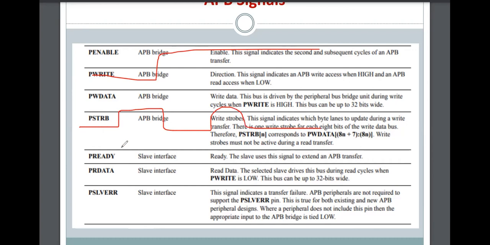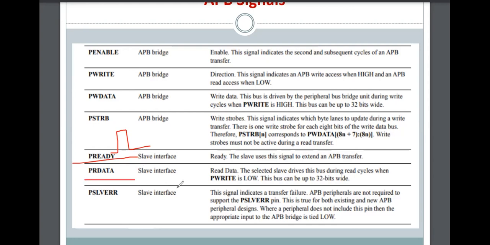Whatever write data the master is sending, the slave has to read the same data, right? Sometimes the slave is not ready to read the data. The slave may be in some other operation, or the slave's read signal is not enabled. Sometimes the slave is not ready to accept the data, maybe because it is in some other operation. In that case, the ready signal will work. The ready signal will tell that the slave is not ready to accept the data, so wait for some time. Once the ready signal is high, the slave is ready to accept the data, and the master can send the data to the slave like that.